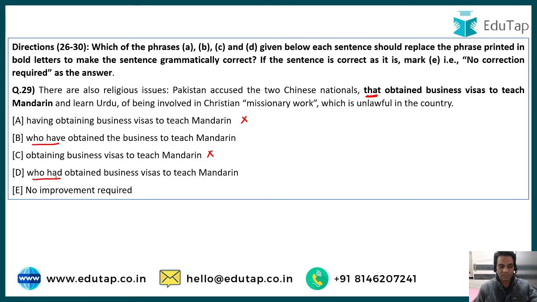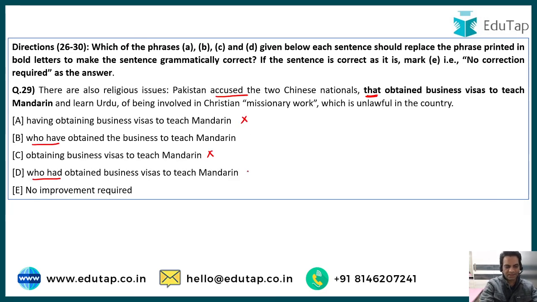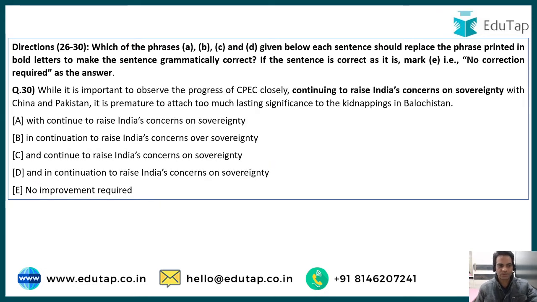So there are also religious issues. Pakistan accused. See, the sentence is in the past, right? So we have to use the past tense. So the correct option for me is option number D here. So "who have" should be wrong. "Who had" should be correct. Who had obtained business visas to teach Mandarin. Right. So let's move on to the next question, guys.